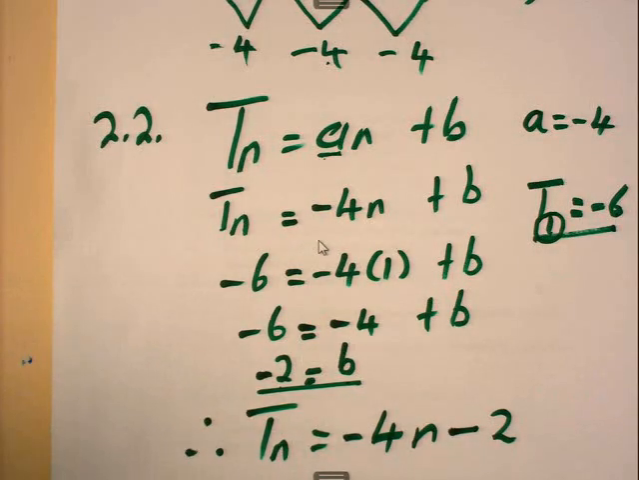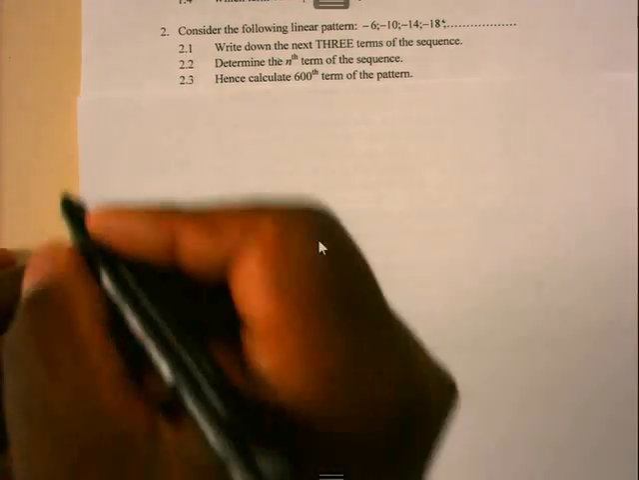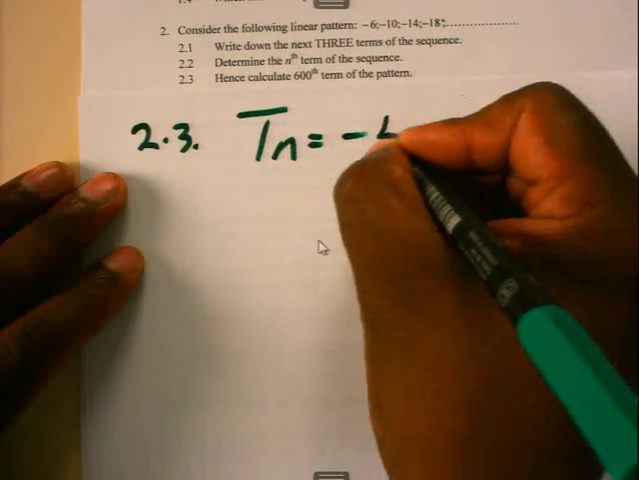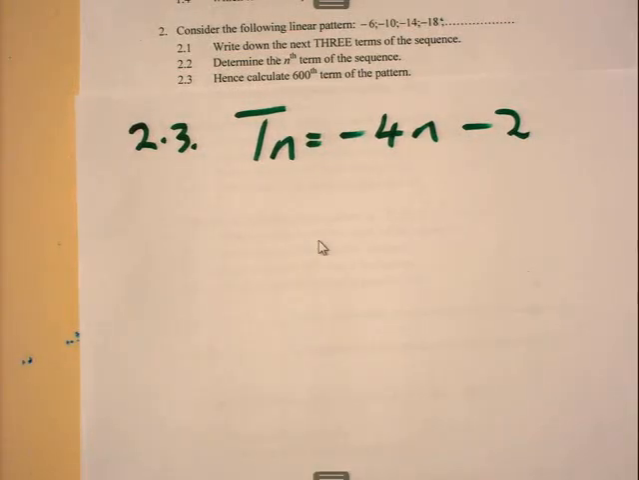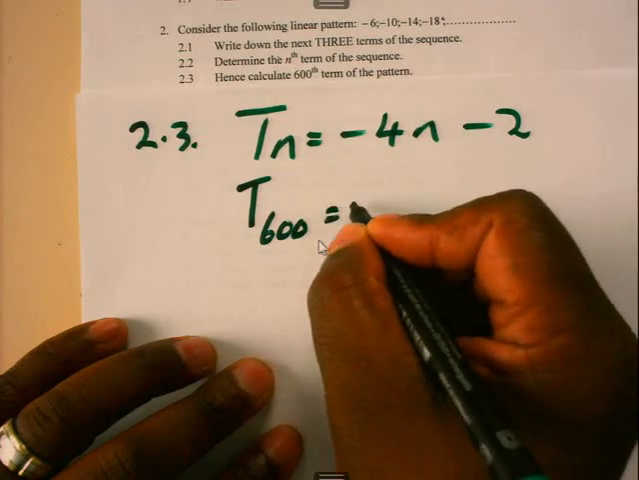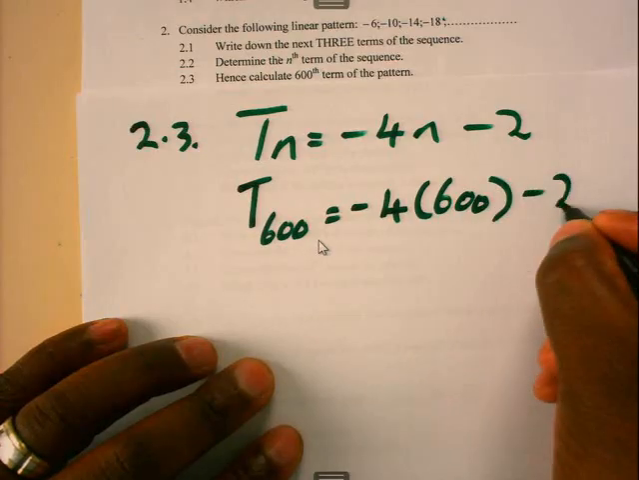Look at 2.3. 2.3 states, calculate the 600th term of the sequence, term number 600. Remember, our nth term is -4n minus 2. So all we have to do is substitute n by 600. T600 equals -4 times 600 minus 2.